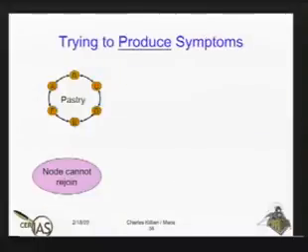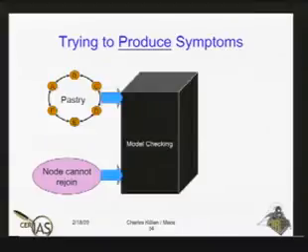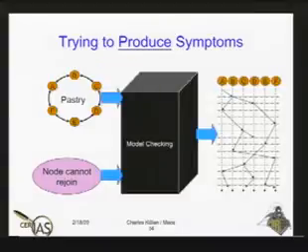So instead, we want to think about this problem. What is it that we're doing? We're trying to produce symptoms. That is to say, we have an implementation of Pastry and we have a symptom: the node cannot rejoin. We'd like to pass these two things to the model checker and have it output an execution that exhibits the symptom.